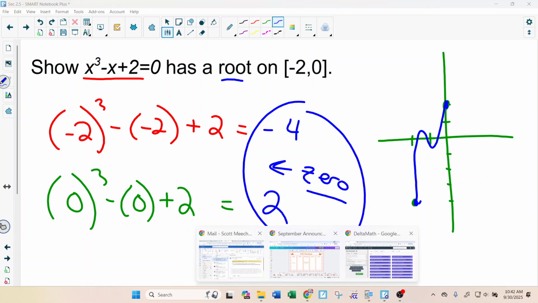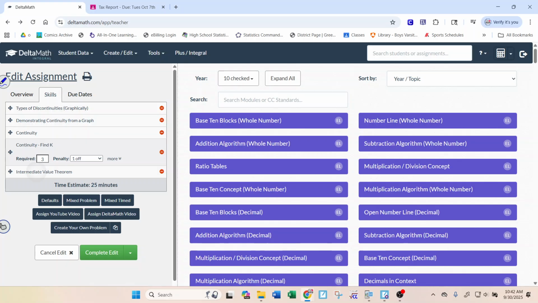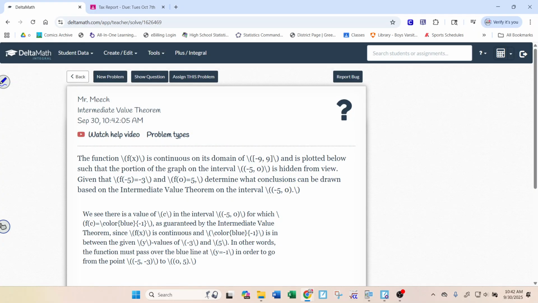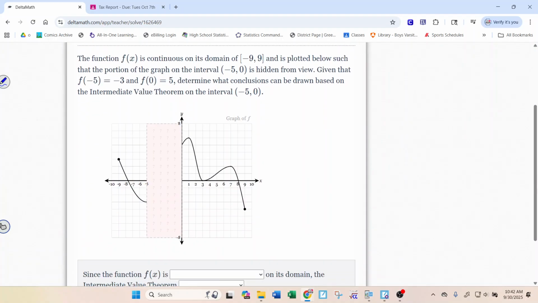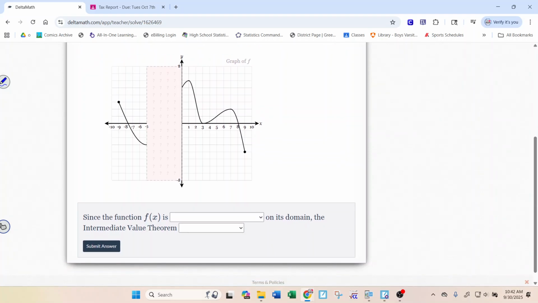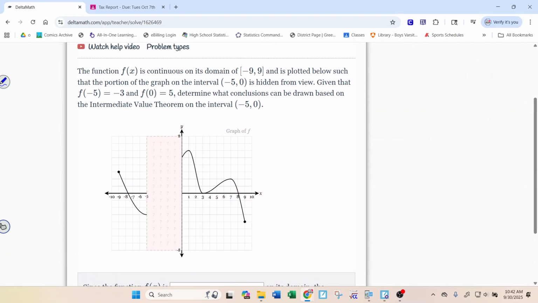Okay. If we look at the homework, Delta Math, you're going to go through a question. Function is continuous on negative 9 to 9. Below shows a portion of the graph; the interval from negative 5 to 0 is hidden from view. Given that f of negative 5 is negative 3 and f of 0 is 5, what conclusions can be drawn based on the intermediate value theorem? What's got to happen in there?